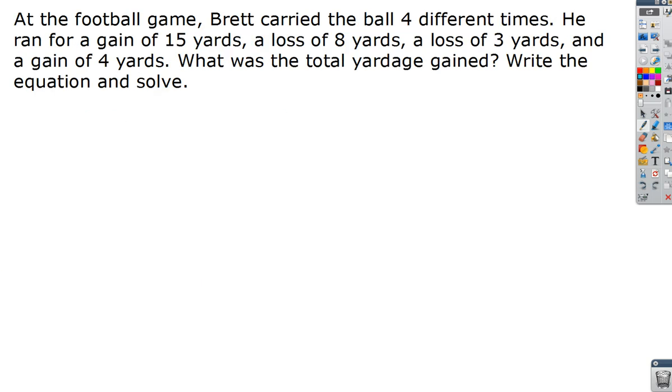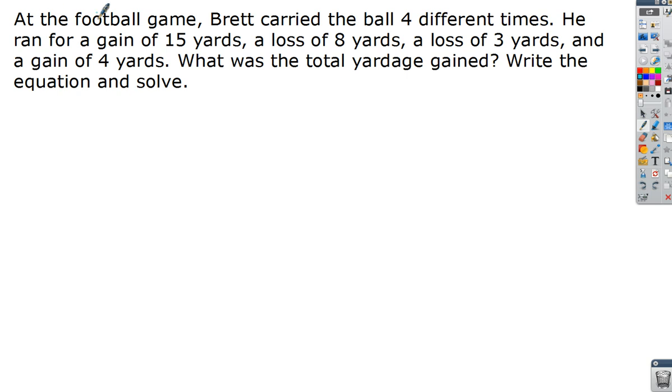Okay, for our last problem, we're going to read it together and then you're going to try and solve it on your own. At the football game, Brett carried the ball 4 different times. He ran for a gain of 15 yards, a loss of 8 yards, a loss of 3 yards, and a gain of 4 yards. What was the total yardage gained? Write the equation and solve.